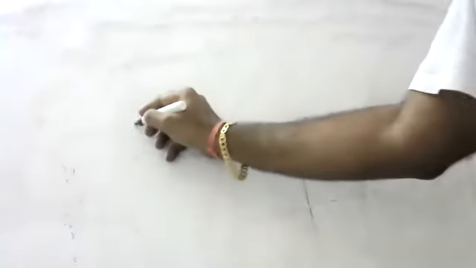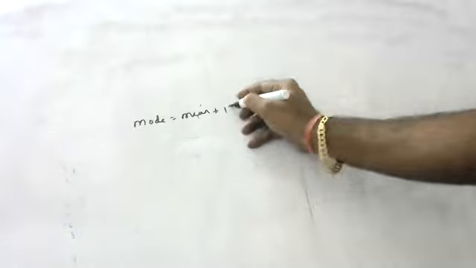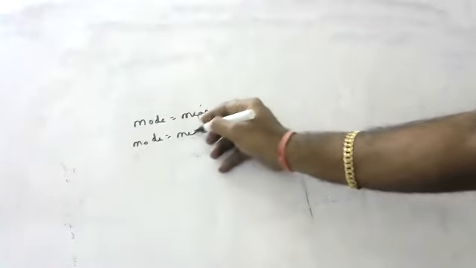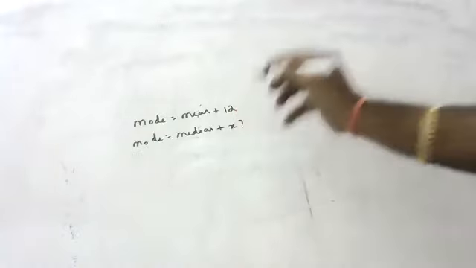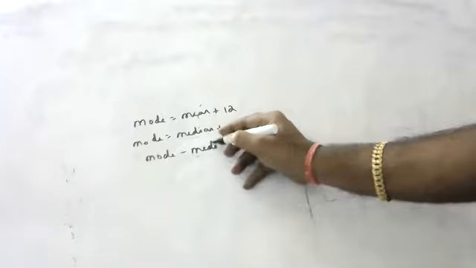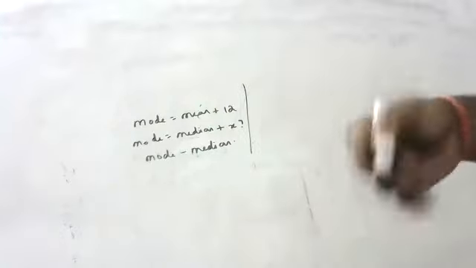This is the first question. Second question: if the mode of a series exceeds its mean by 12, then the mode exceeds the median by how much? So we have to find out mode minus median is how much.